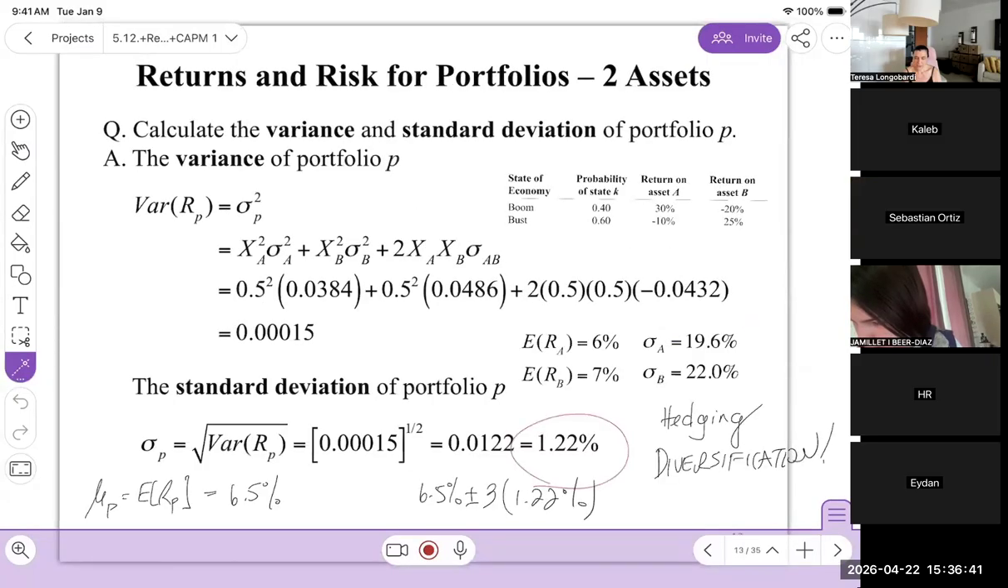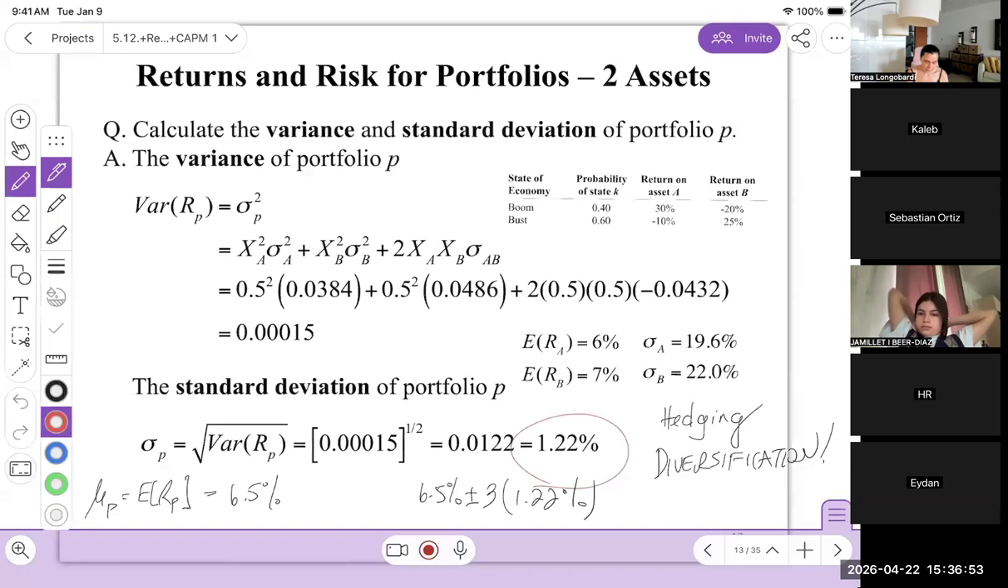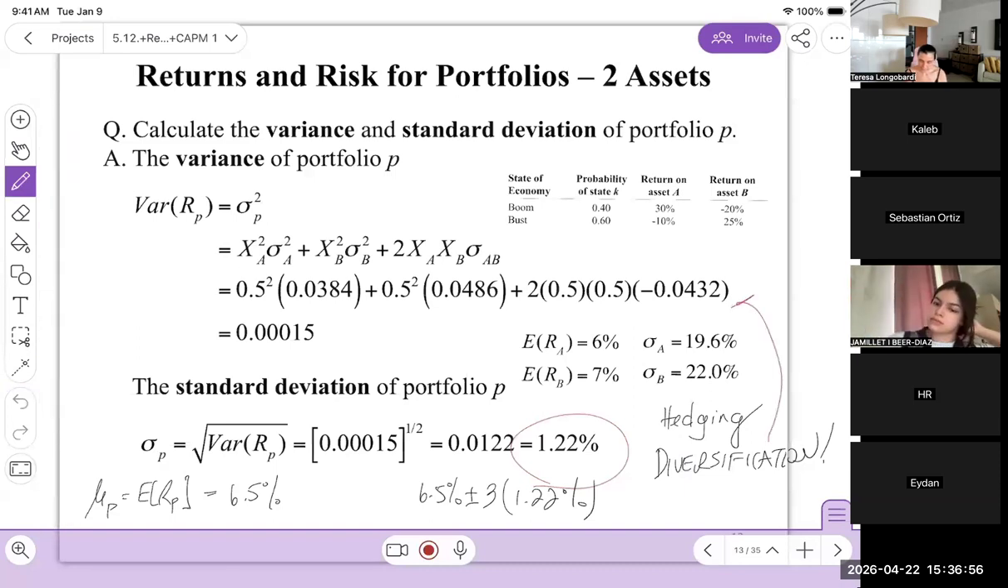Okay. Are you on track? Yes. So this is an example of diversification, and it looks like the covariance being negative reflects diversification. Okay. So it's that covariance term that's going to reduce your risk.